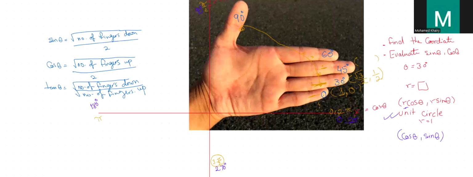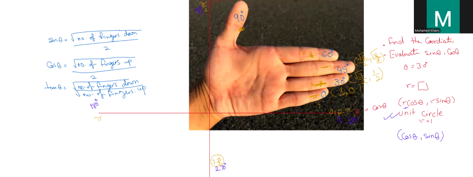Stop here. I'm going to erase it in case you get confused. So here, focus. What do I have here at 45? How many fingers down? 1, 2. This is for sine. How many fingers up for cosine? 1, 2. So for cosine, it's radical 2 over 2. For sine, it's radical 2 over 2. Clear? For 60 here, what do I have?